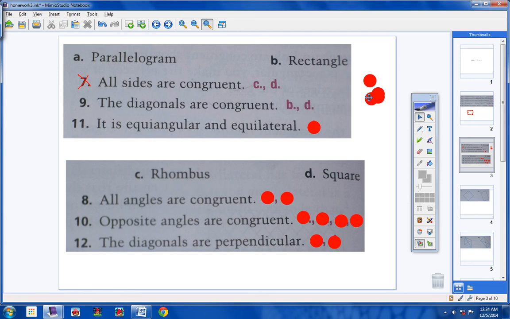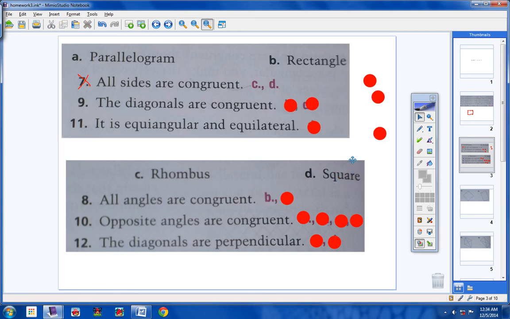Oh, sorry about that. That was a lucky coincidence. Here we go, down here. B and D. Okay, alright, cross off number 8, number 9. The diagonals are congruent. Well, that's only going to be a rectangle or a square. So B or D.